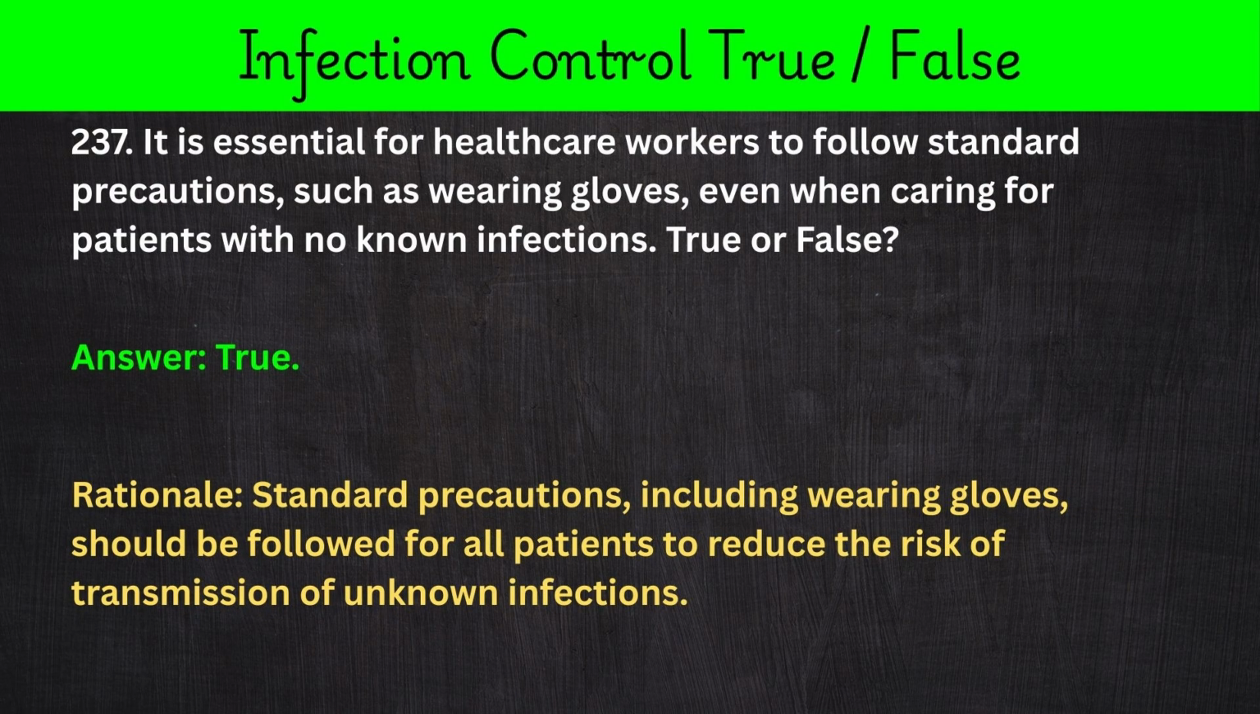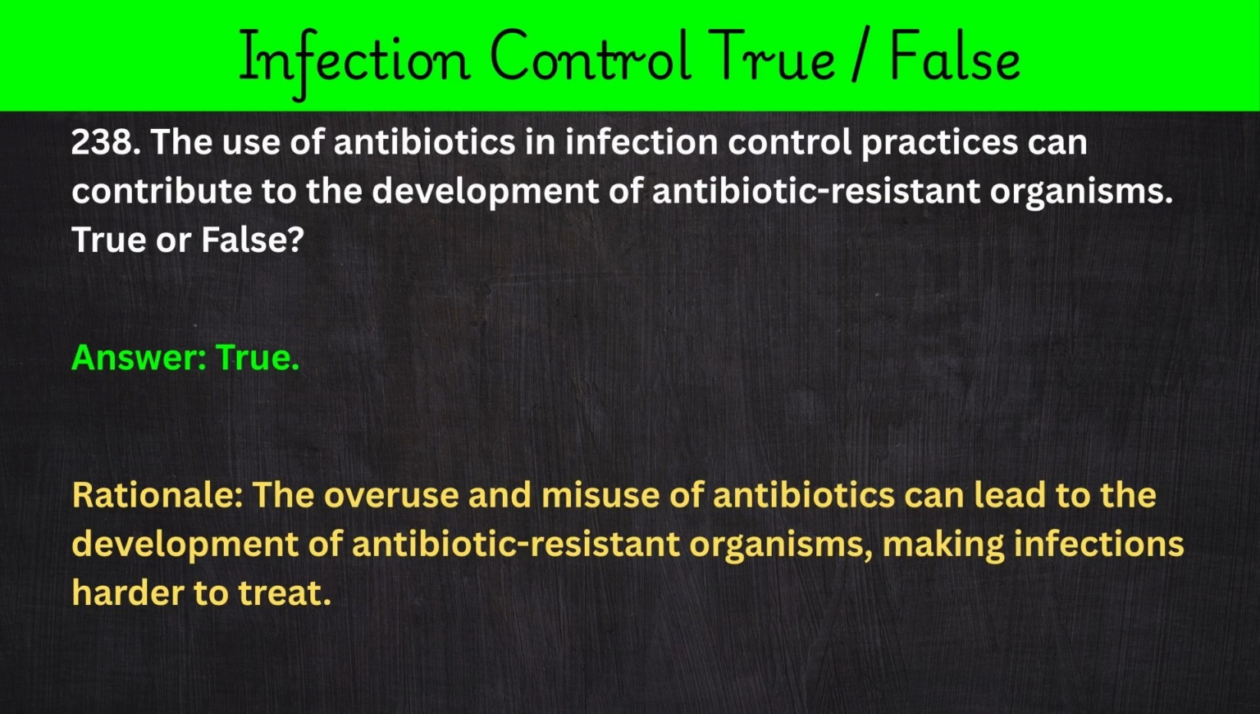237. It is essential for healthcare workers to follow standard precautions, such as wearing gloves, even when caring for patients with no known infections. True or false? Answer: true. Rationale: standard precautions, including wearing gloves, should be followed for all patients to reduce the risk of transmission of unknown infections.